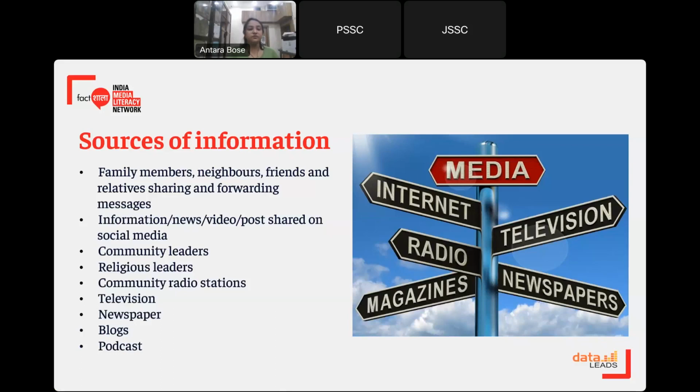So what are the sources of information? Of course, family members, neighbors, friends, and family sharing and forwarding messages. Everybody, I suppose, has a family group and a friends group where din raat good morning, good night to aata hi hai, but you also get a lot of information. Of course, there are newspapers, radio, TV, community leaders, religious leaders, blogs, podcasts, and the internet. There are so many websites these days that you get information from. These are the basic sources of information in the modern age, and I suppose everybody has access to some of them.